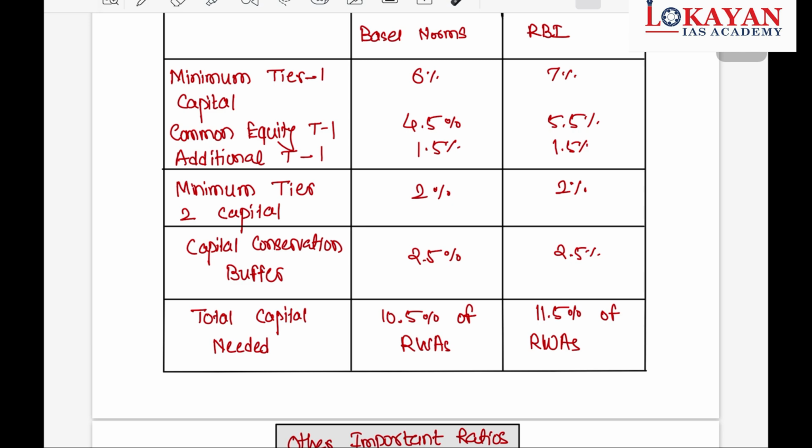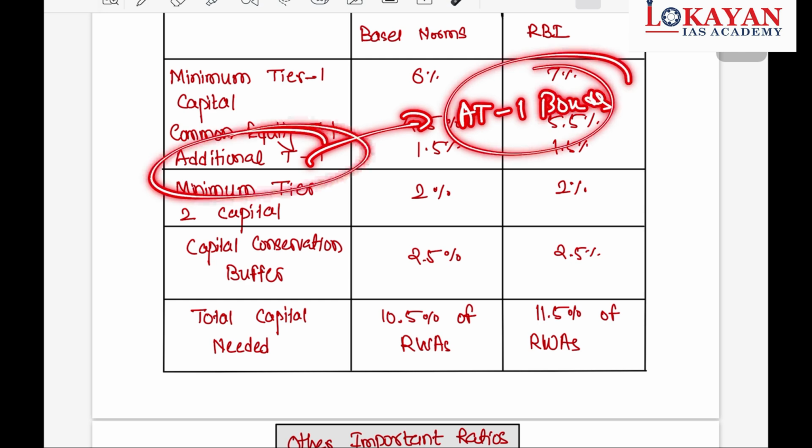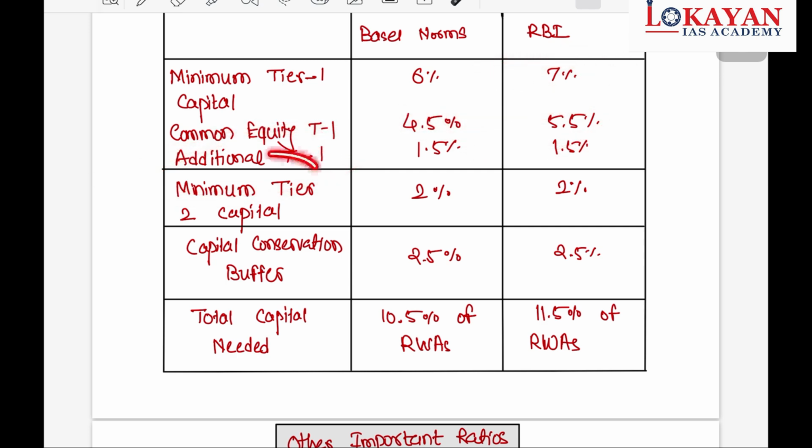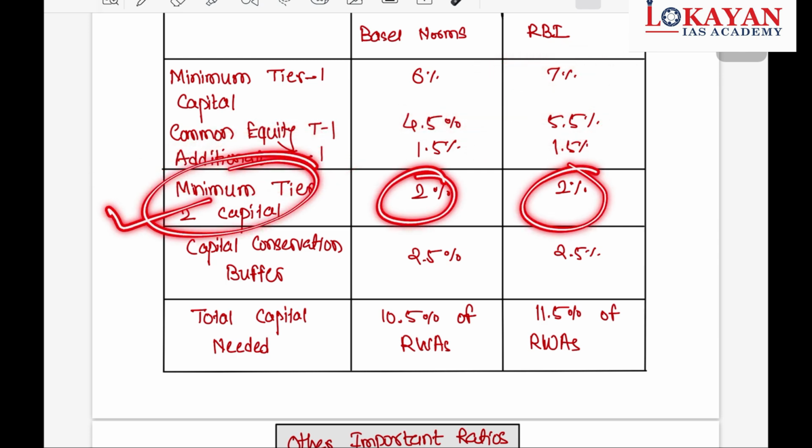Now see here, common equity tier 1 capital. Here is the difference, because the Basel norm is 4.5% but RBI's norm is 5.5%. So please remember this point. If UPSC decides to ask a tougher question, then they may ask that RBI's common equity tier 1 capital is more than the Basel norm. And then additional tier 1 capital is the same, 1.5% and 1.5%. You might have heard about AT1 bonds. Those are issued by banks to fulfill this capital. Then comes minimum tier 2 capital. This is the same for BIS and RBI.